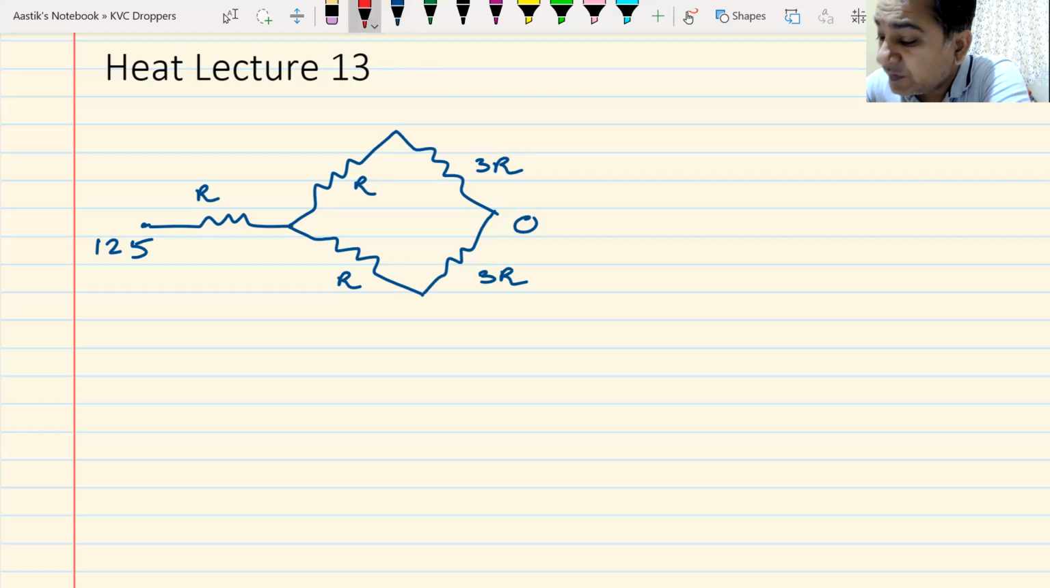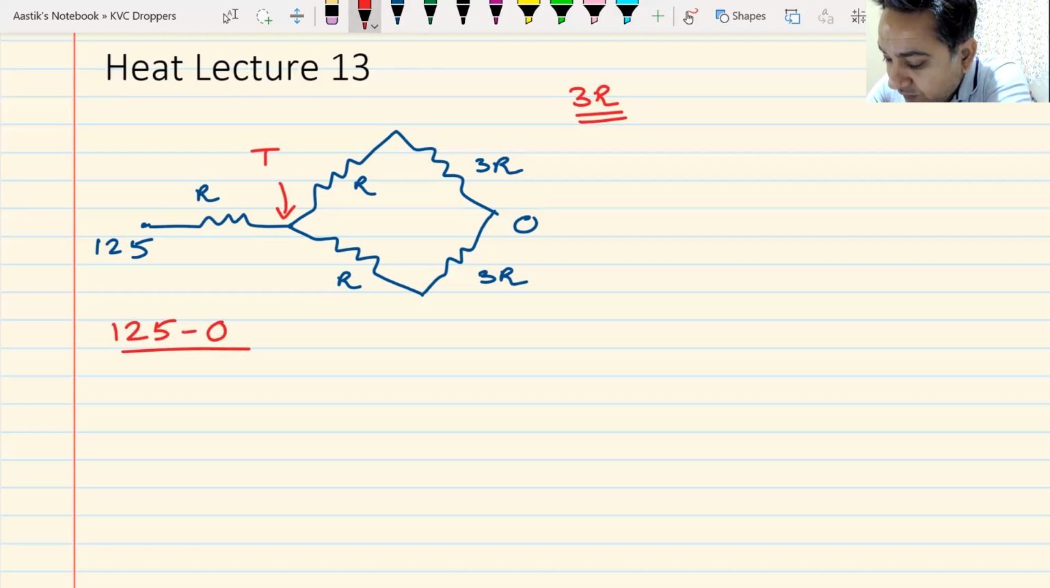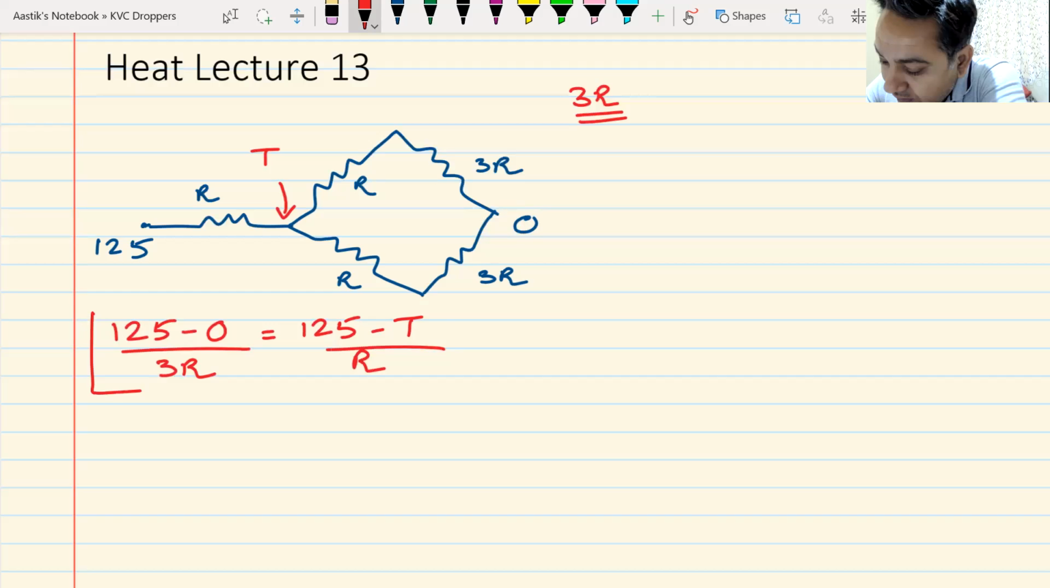So this was the question. To find out this answer, T, what did I do? I found out the effective resistance of this entire system. The effective resistance of this entire system was 3R. I found out the heat current. Heat current was 125 minus 0 divided by 3R, and that must be equal to 125 minus T divided by R. From here, I can calculate the value of T.